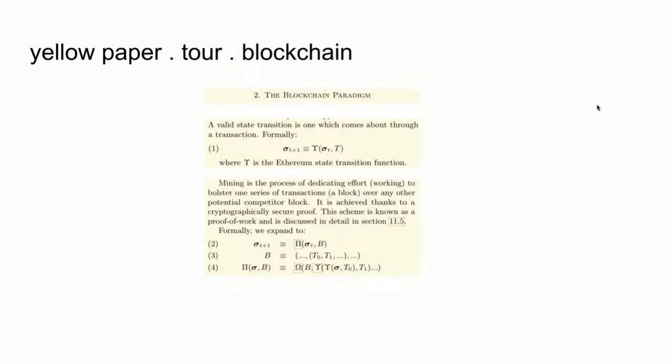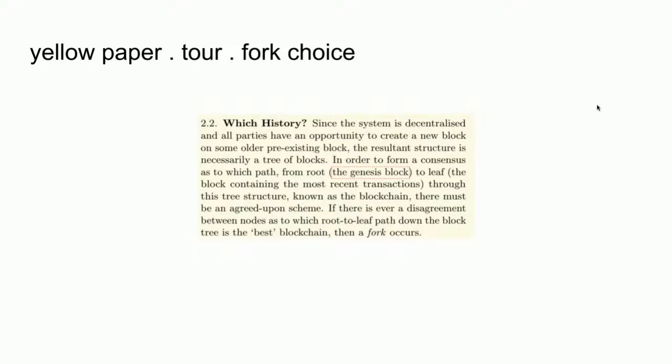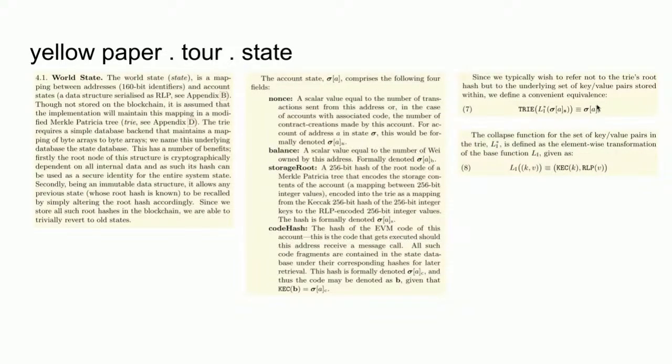We also have a definition here of what proof of work is, and you can see how all of that works. We also go into what the fork choice rule is, and describe how clients choose which fork to follow. And here we have a definition of the state. This is probably one of my favorite examples of the yellow paper doing both an incredibly good job and an incredibly bad job at describing what the state is.